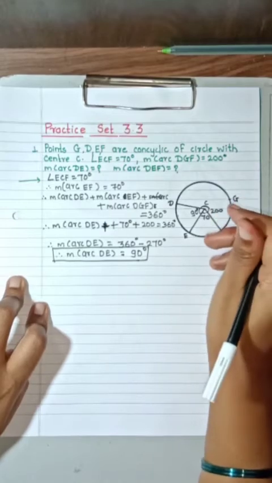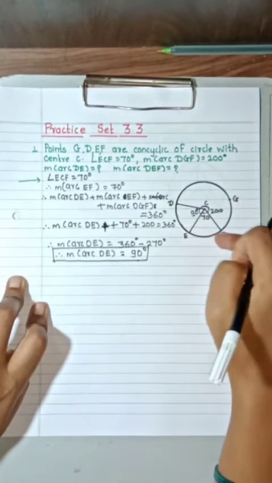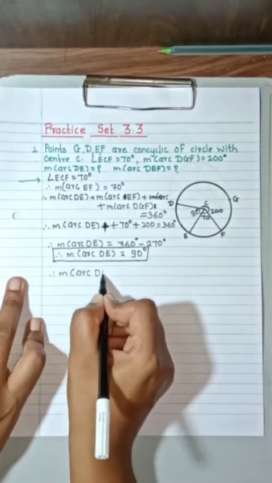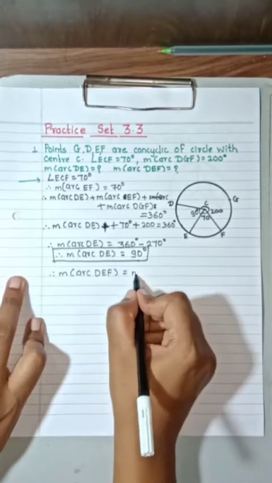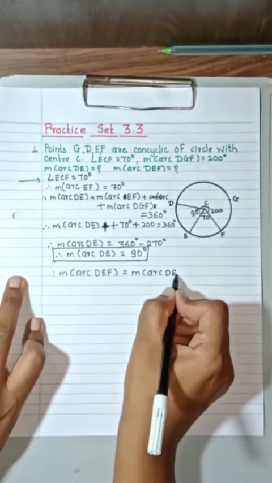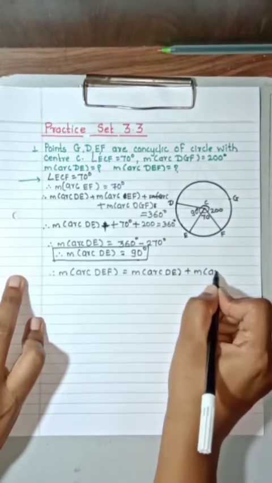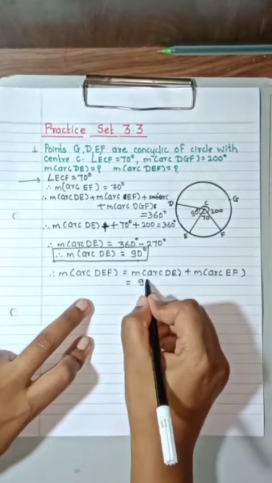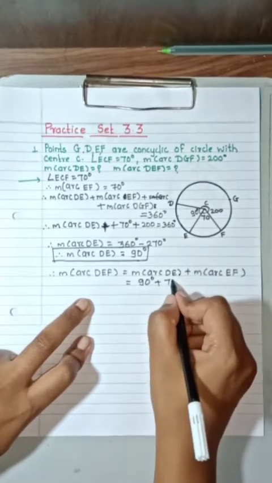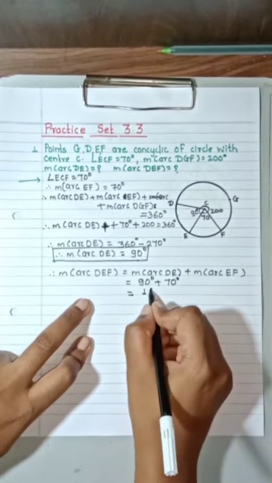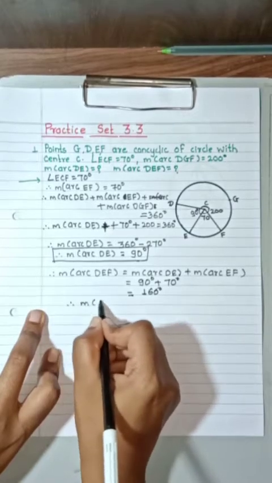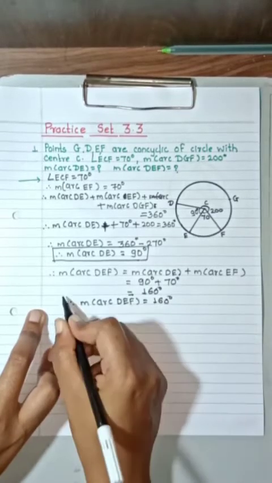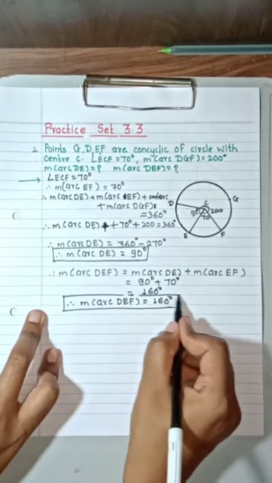Now you have to find the measurement of arc DEF, this big arc. Therefore measurement of arc DEF is equal to measurement of arc DE plus the measurement of arc EF. So how much is DE now? DE is 90 degrees plus EF is 70. 90 plus 70 is 160 degrees. Therefore measurement of arc DEF is equal to 160 degrees. So see, it was very easy.